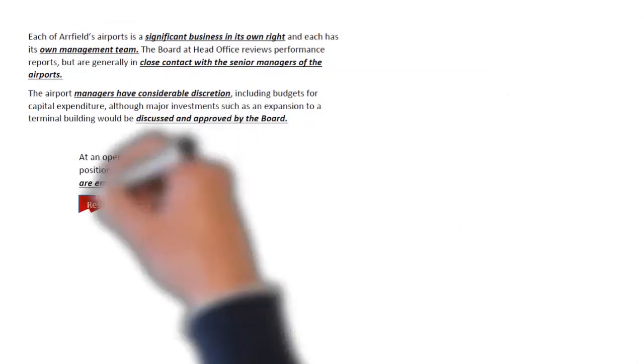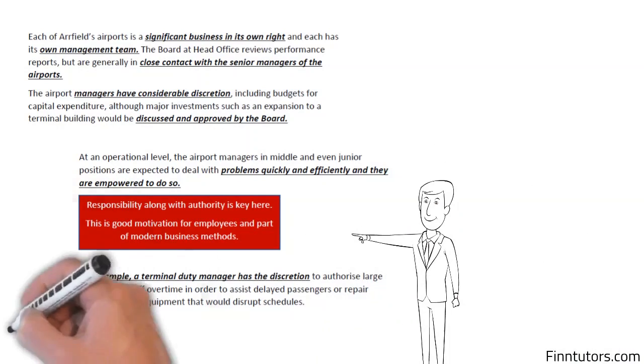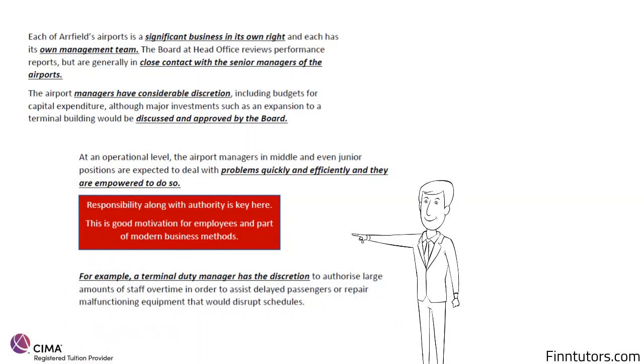Now, each of Arrfield's airports is a significant business in its own right, because all the airports that we own are some of the largest airports in the world, and each has its own management team. So know that each airport has a different management team. The board at the head office reviews the performance reports, but is generally in close contact with the senior managers who lead the management teams at the different airports. They need to report to the board of directors at the head office. The airport managers have considerable discretion, including budgets for capital expenditure.